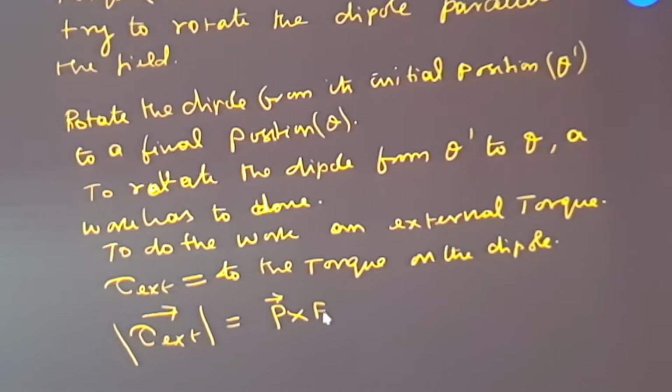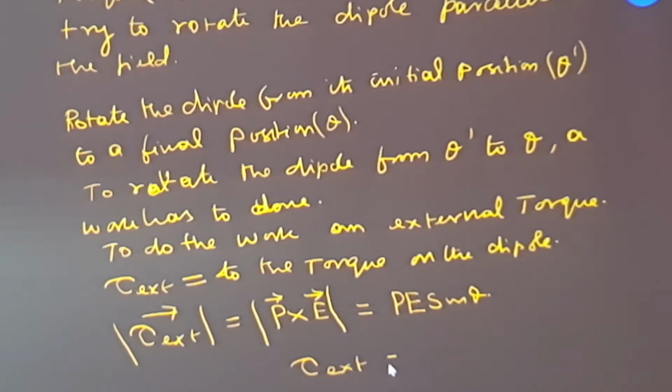So the torque produced on the dipole is given by P vector cross E vector. If you are considering the magnitude of this torque, then the modulus of P vector is P, the modulus of E vector is E, into sine theta. So the torque that we are applying externally, tau external, should be equal to the torque produced on the dipole by the electrical field, which is equal to PE sin theta.